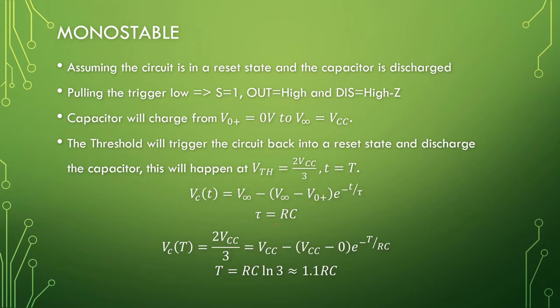So basically, tau is our RC constant. And if we plug in everything that we just said, our capacitor charging will be 2 times VCC over 3 at time t, charging towards VCC starting from 0, and making t stand alone, we end up with 1.1 times RC. Alright, so that is how we design the monostable. Connect it correctly, pick a value for R, pick a value for C, and the constant being used is 1.1.